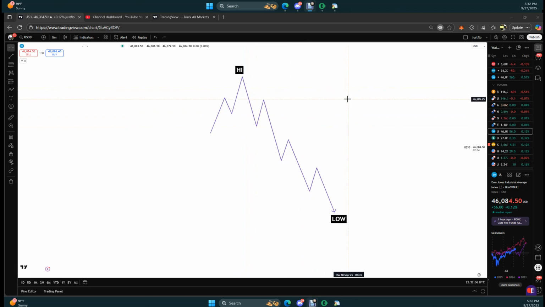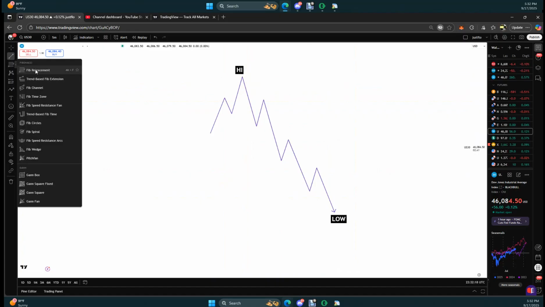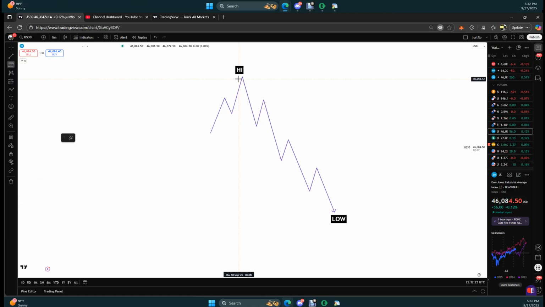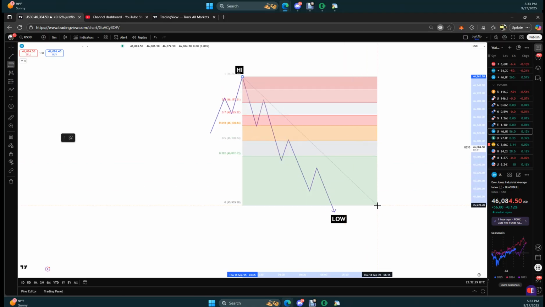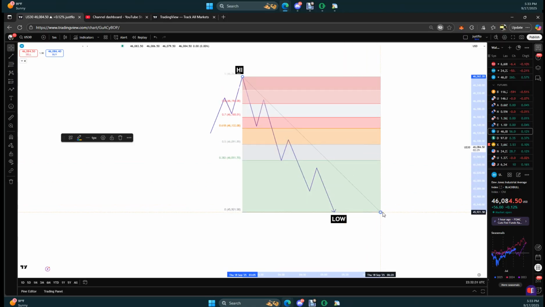Okay, so first off, imagine this being a leg, as we would call it, which would be from this high to this low, right? Okay, so we go and get the Fib retracement, right? We're looking to sell this, whatever asset it would be. So we would take the Fib tool and put it from the high to the low, right?